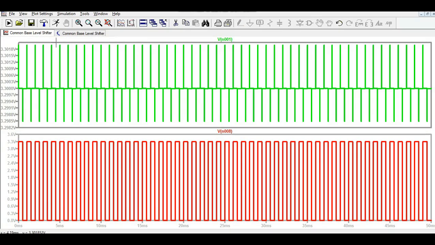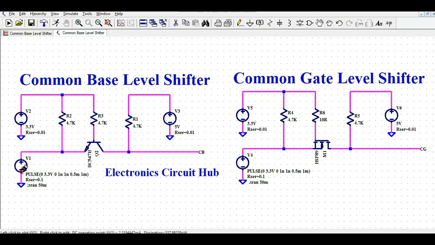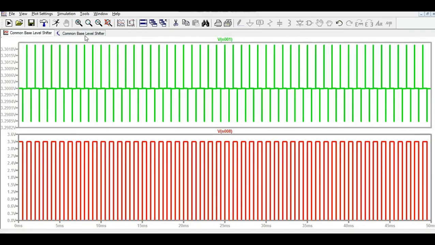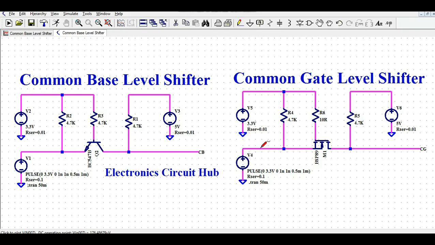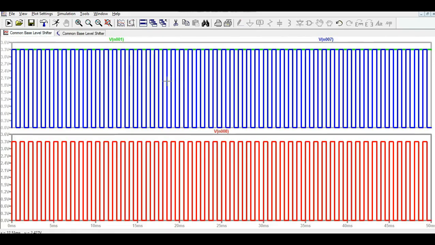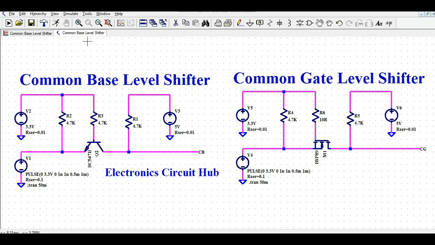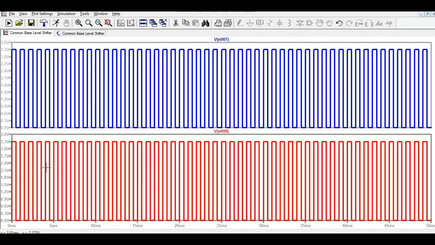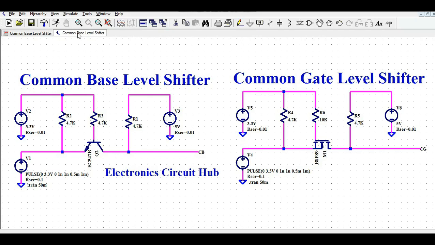This is your pulsating DC voltage with the frequency of 1 kilohertz. Now I'm going to show you the voltage at this point, and you can see both voltages look more or less the same: 1 kilohertz frequency with the amplitude of 3.3 volt. Okay, now you can see the output voltage here.